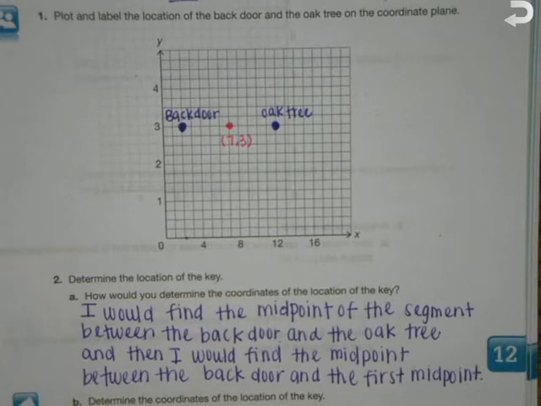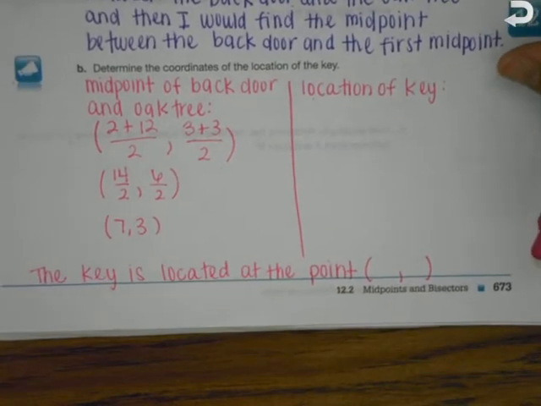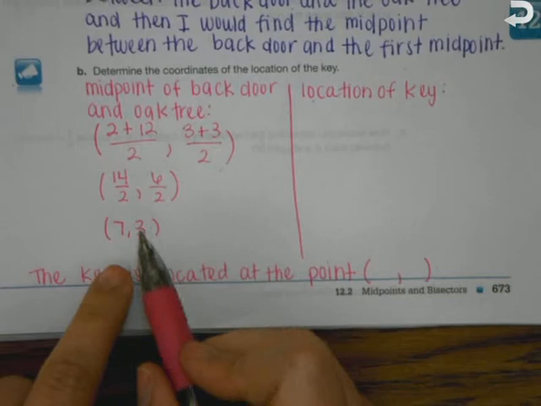Okay, then how would we determine the location of the key after we have determined the midpoint between the oak tree and the back door? Jordan, do it again, but using 7, 3. So Jordan, how did you guys plug it in?